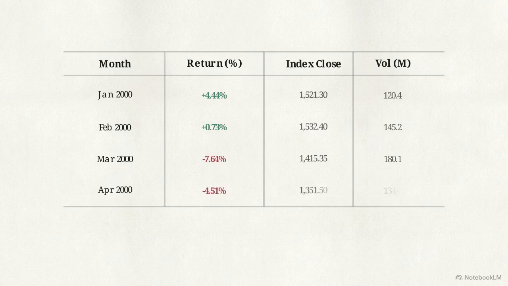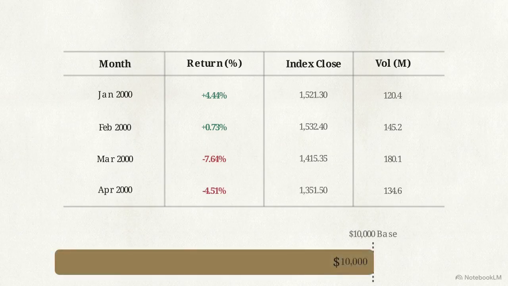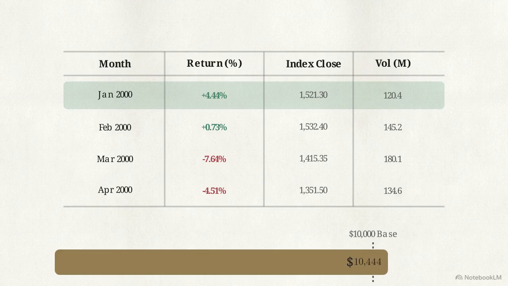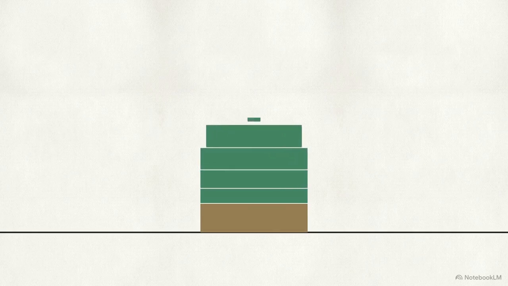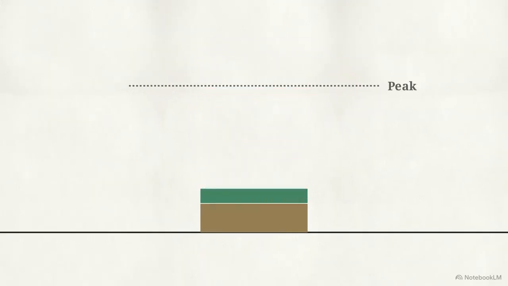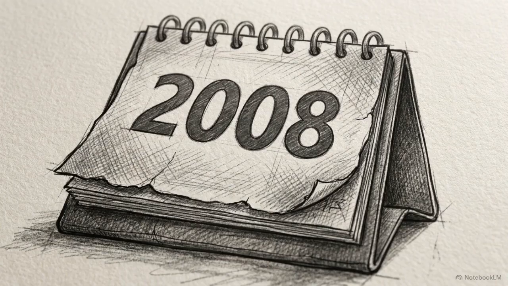Tracking our initial $10,000 investment into January 2000, we see an immediate return of 4.44%. The base expands. But by March, negative variance attacks, delivering a drop of 7.64%. In a stochastic environment, a negative rate actively destroys the mathematical base that took months of positive returns to build. If we move the timeline forward to the year 2008, the true mechanical stress test occurs.